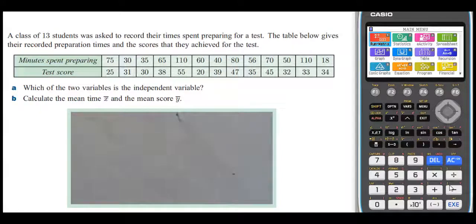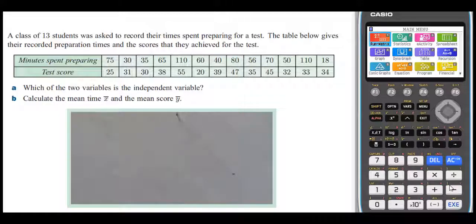Okay, here's a video, hopefully quite a short video, that shows you how to use your Casio FX CG50 to calculate the mean point. So the scenario is this. A class of 13 students was asked to record their times spent preparing for a test. The table below gives their recorded preparation times and the scores they achieved for a test.